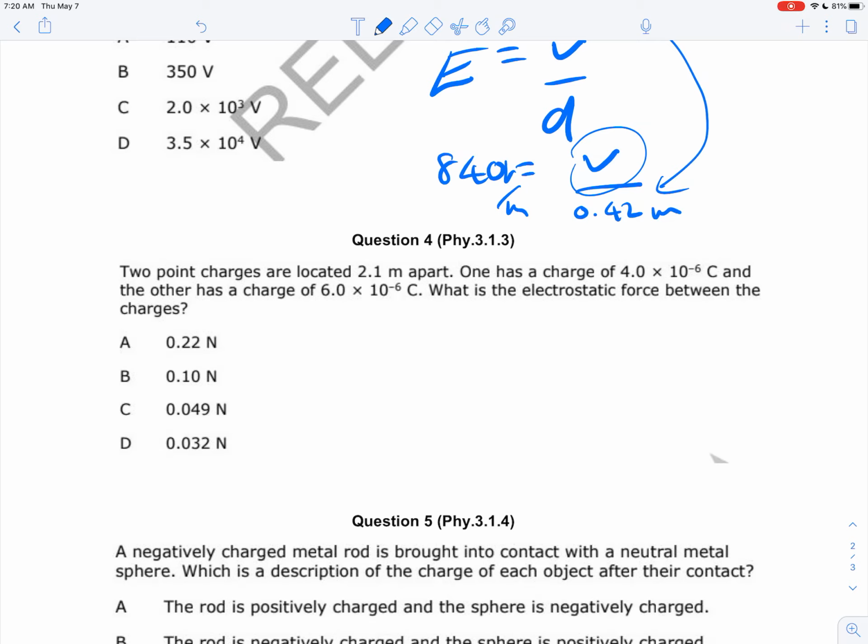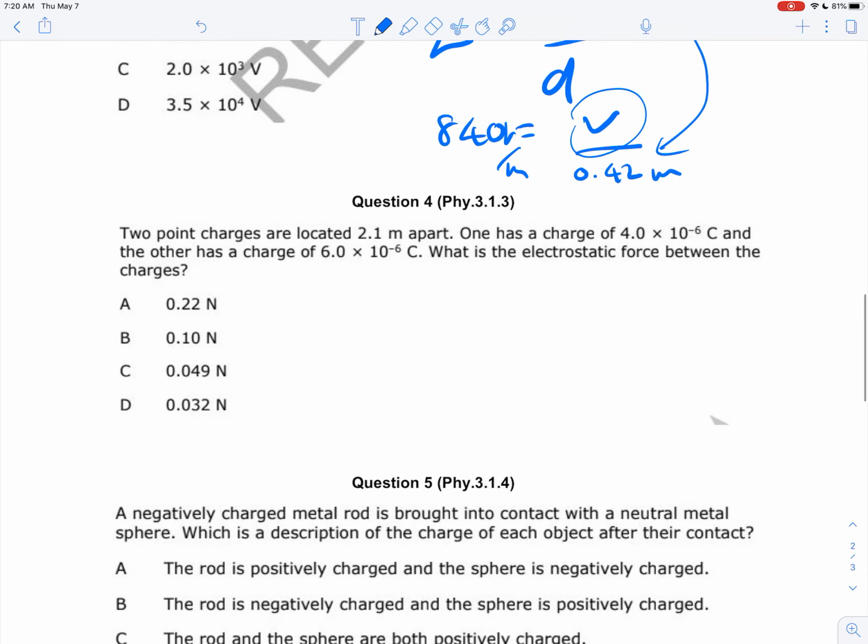Right, number 4. 2 point charges located 2.1 meters apart. One's got a charge of 4 times 10 to the minus 6 coulombs, and one's got a charge of 6 times 10 to the minus 6. What is the electrostatic force between the charges? So we're going to just use Coulomb's law. F equals K, Q1, Q2 over R, which is the distance between them, squared.